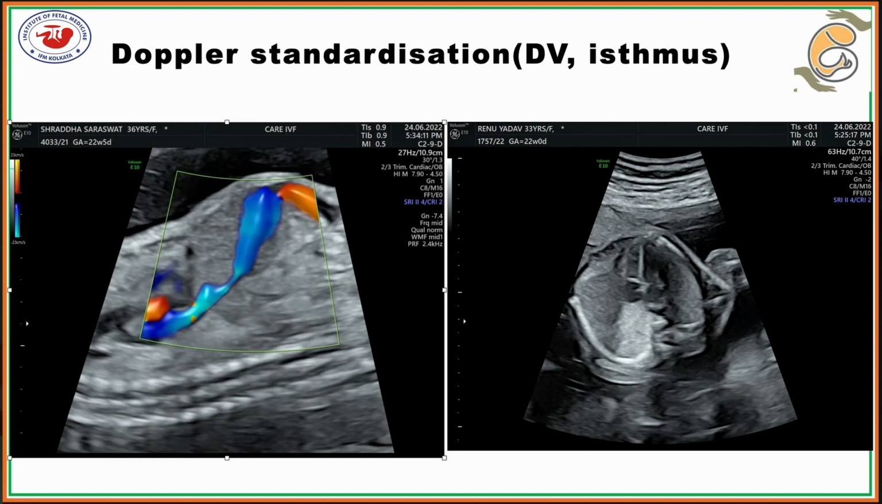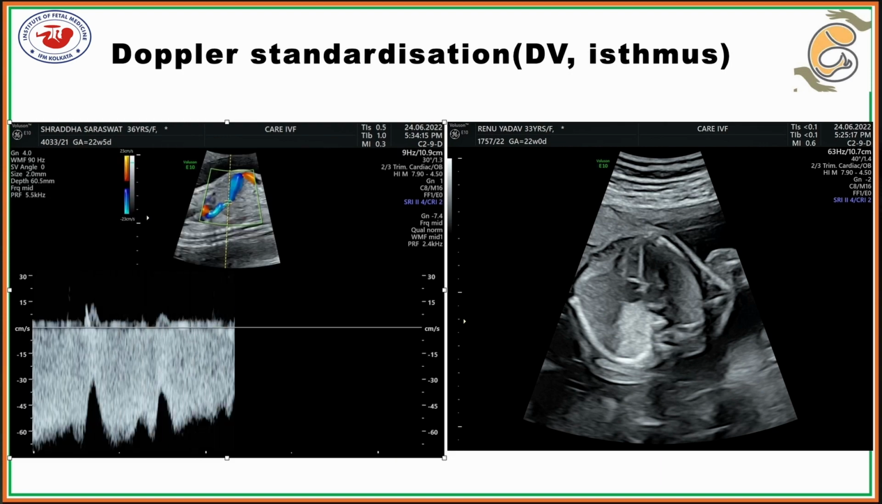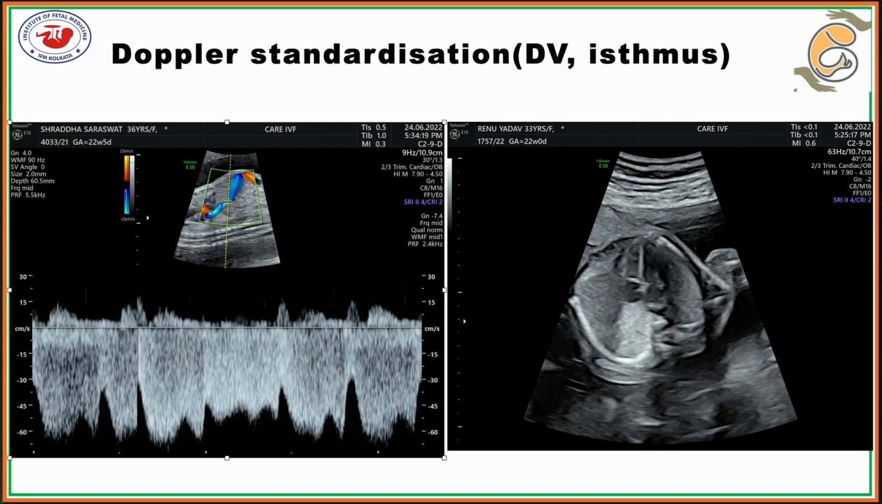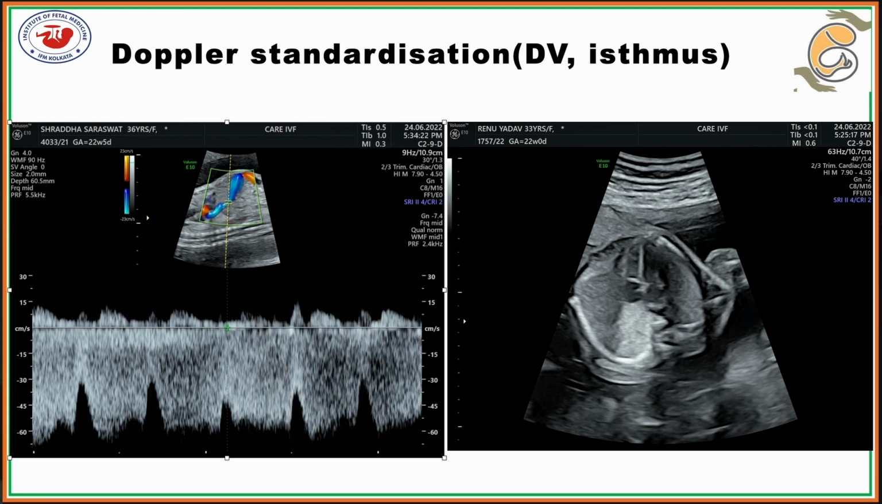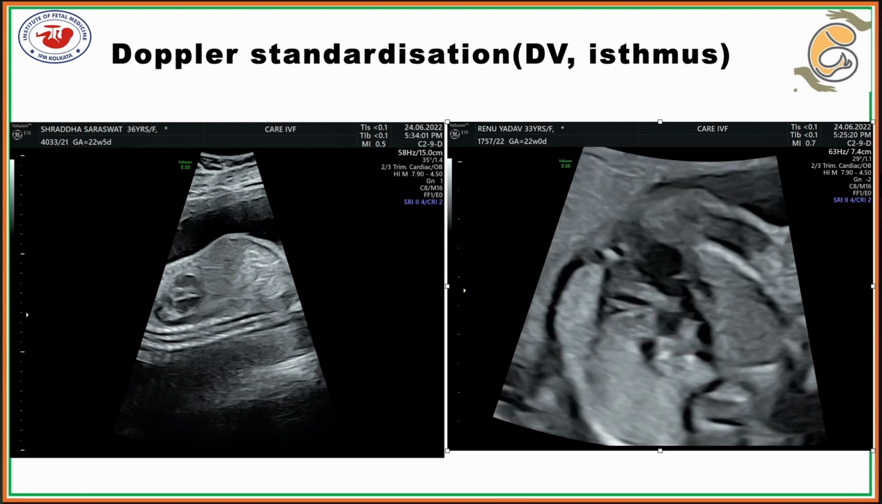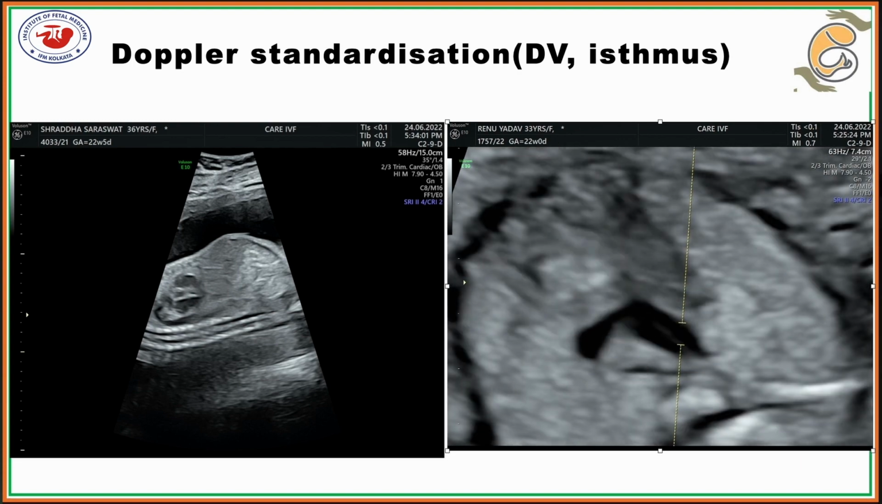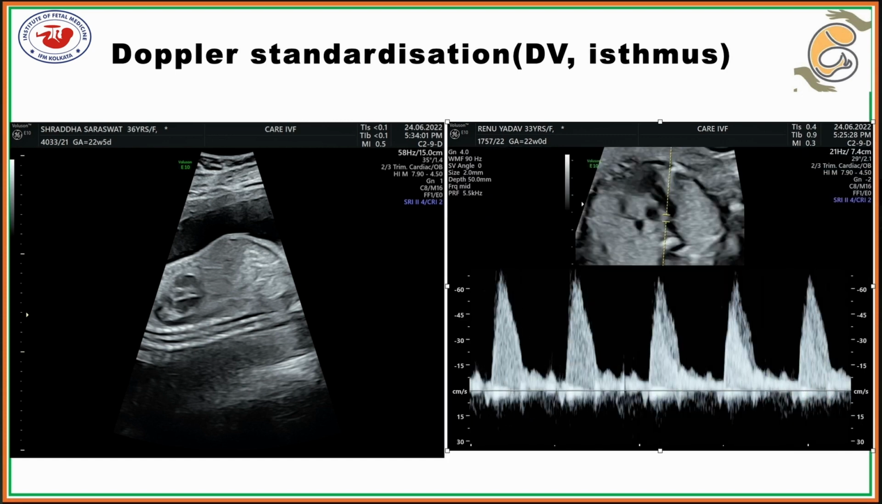The part which is aliasing is your ductus venosus. Now you place your sample volume there, and then there are some artifacts. These are all contaminations. But you know the A wave is well above the baseline. And the same thing if you want to do for the isthmus, you go for that three vessel trachea view, and there you take this.